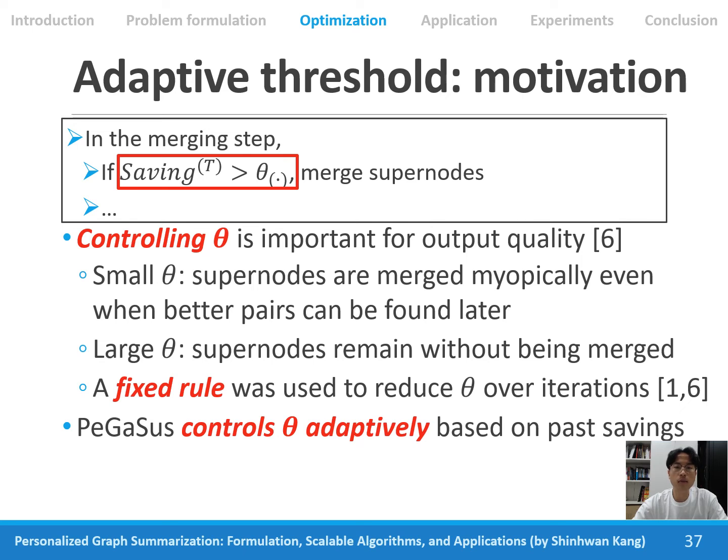It is known that controlling the threshold is important for obtaining high-quality summary graphs. Specifically, using a small threshold may merge supernodes myopically when better pairs with larger savings can be found later. On the other hand, using a large threshold may make supernodes remain without being merged even when their merger leads to a saving. Previous algorithms decrease the threshold over iterations, and to this end, they use a fixed rule independently of input graphs. However, we control the threshold adaptively based on the savings in the previous iterations.